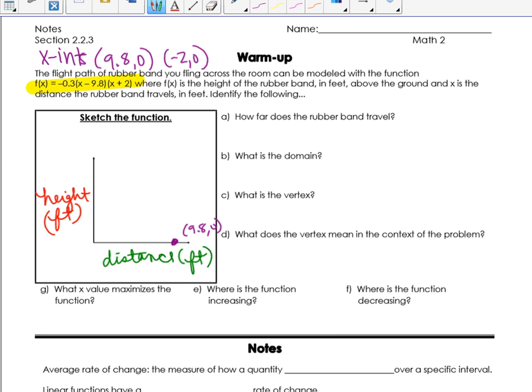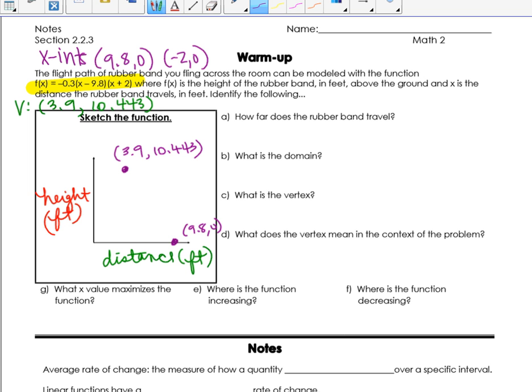So your vertex, if you know your x-intercepts, is right in the middle. So if we add 9.8 and negative 2 together and divide by 2, we get 3.9. So that's the x-coordinate of our vertex. If we take 3.9 and substitute it back into our original function for x, you're going to end up getting 10.443. So our vertex is at (3.9, 10.443). So this is just a rough sketch, and I label everything just to make my life easy when I'm going to answer the questions.